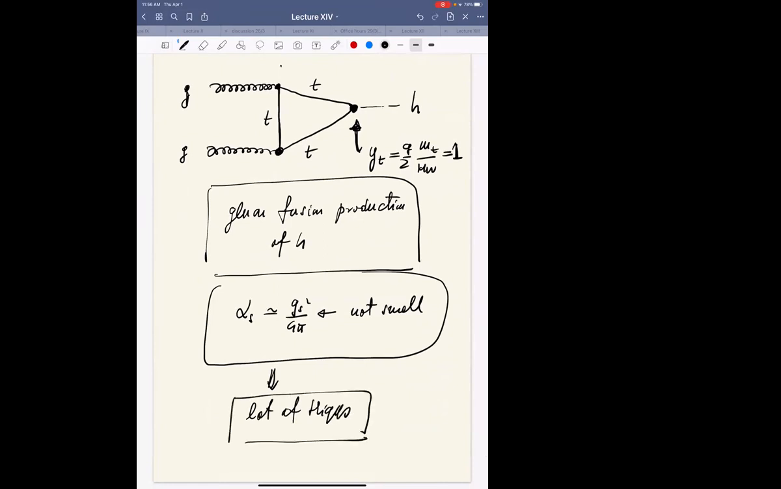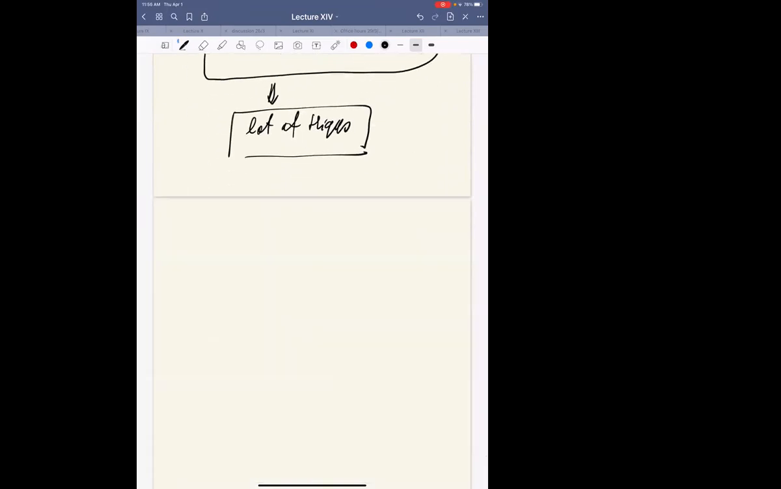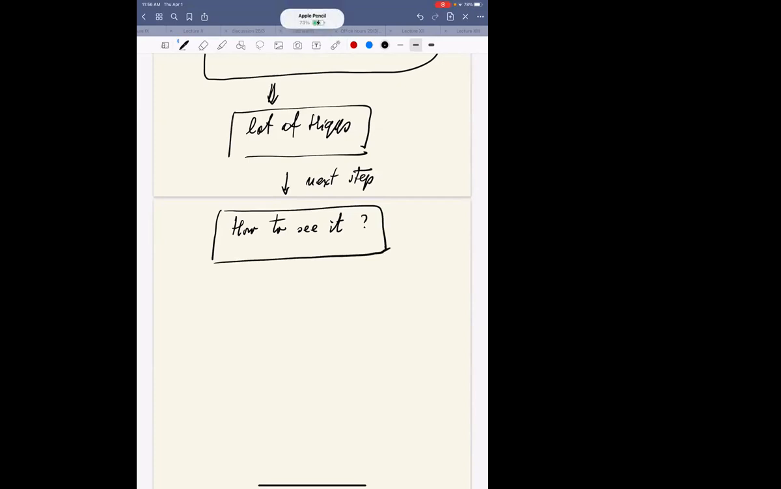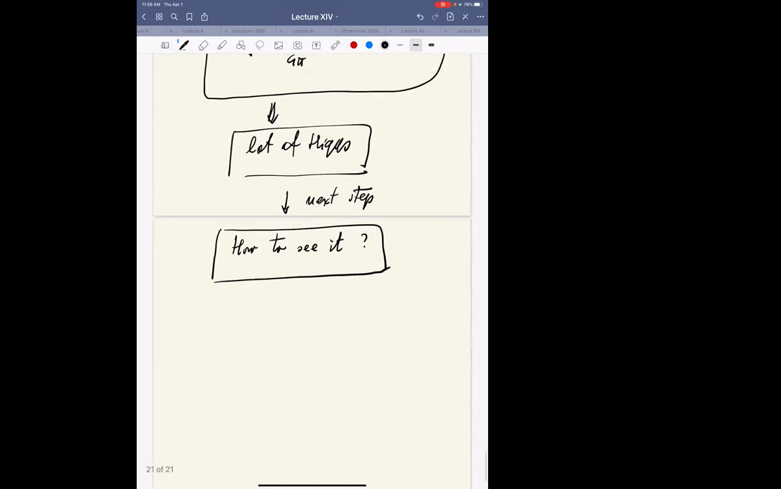Now, however, the next step is identifying the Higgs. Next step is how to see it. I produce it, but how to see it, which decays I should look at, and so on and so forth. I suggest this after the break.